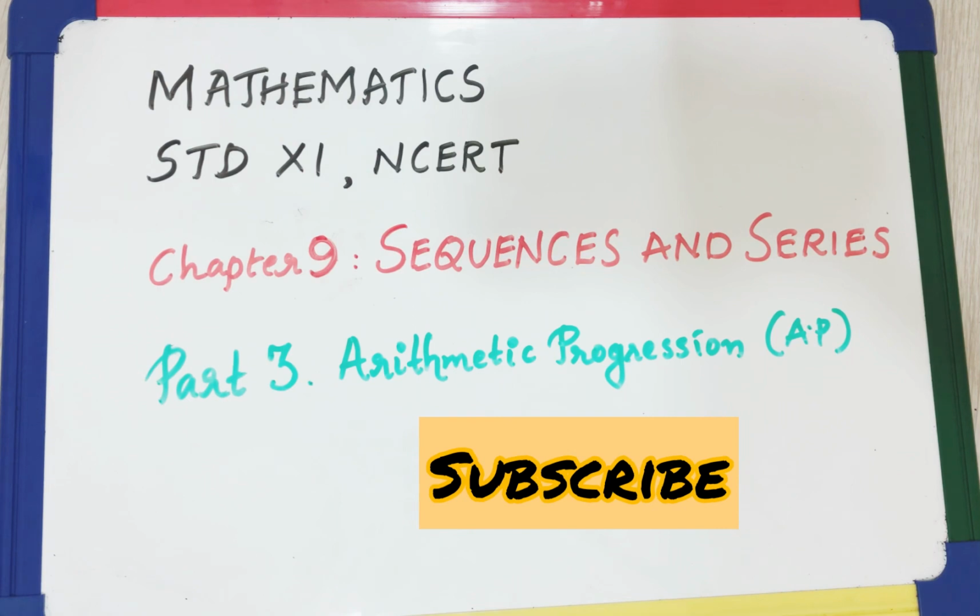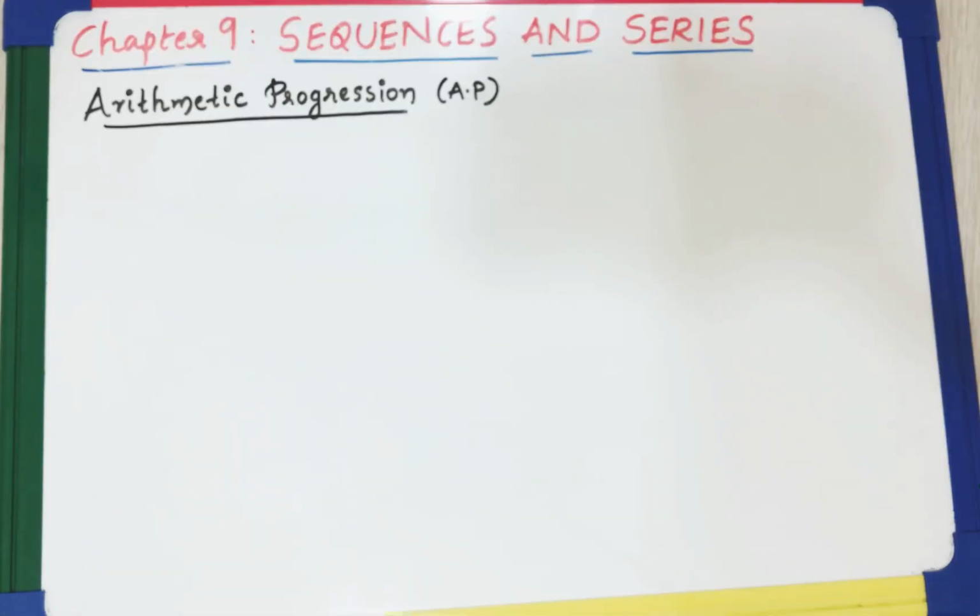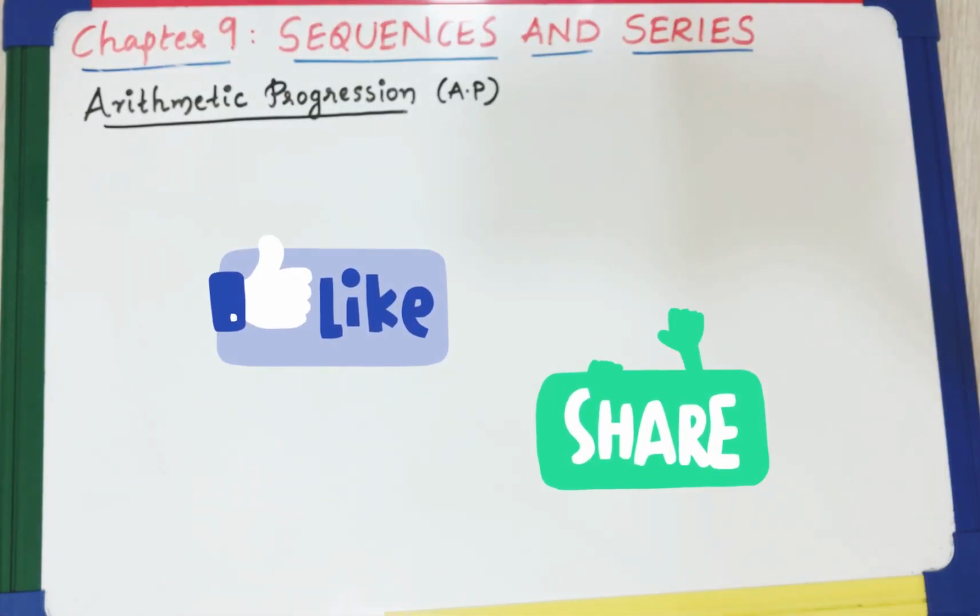Hello, welcome back. We were discussing Chapter 9, Sequences and Series, of the Standard 11 Mathematics NCERT textbook. Today we will discuss the section Arithmetic Progression, AP. So we can go to the video.